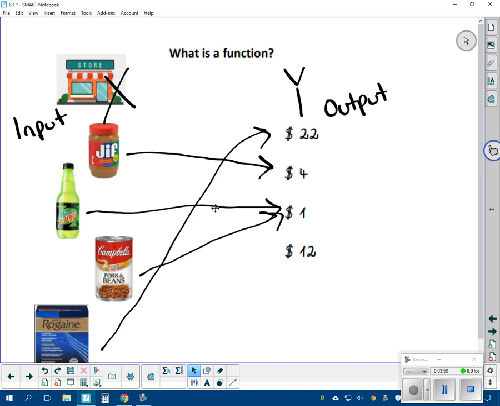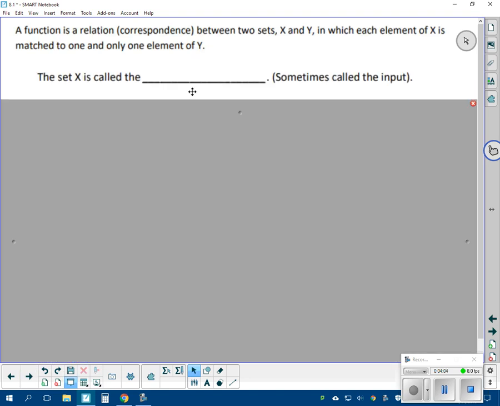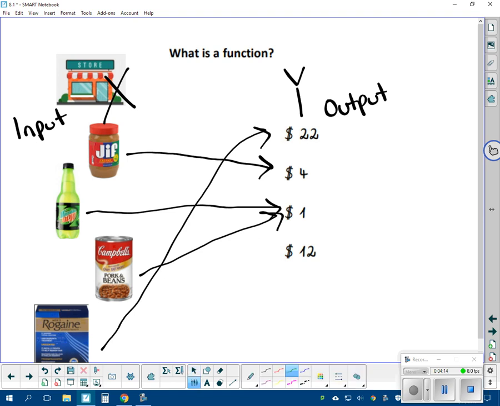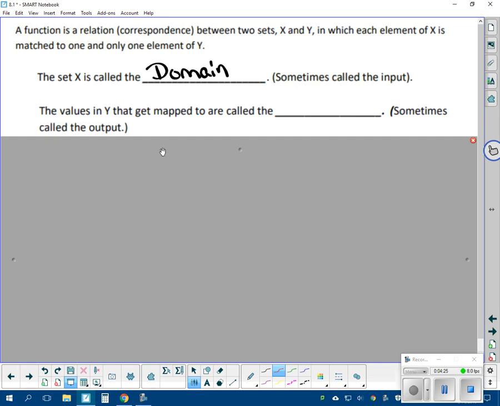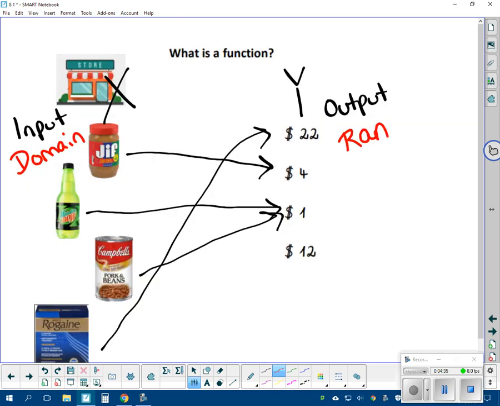Each x goes to only one y. We don't care if the y's repeat, that's okay. But each thing in your cart can only have one price. The set x, which we sometimes call the input, the other name for that, domain. So fill that in over here. It's also, in addition to being referred to as the input, you can also call it the domain. The set y, the values over there that you're mapping to, those are called, besides the output, the range. It's the range of values of the prices. Okay, so some good vocabulary there.